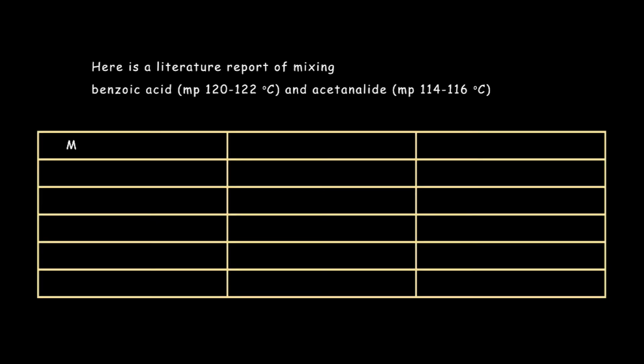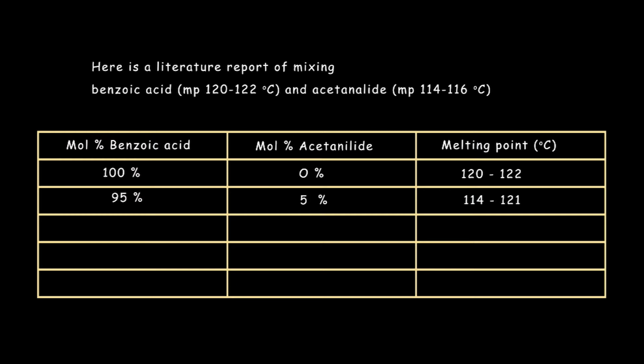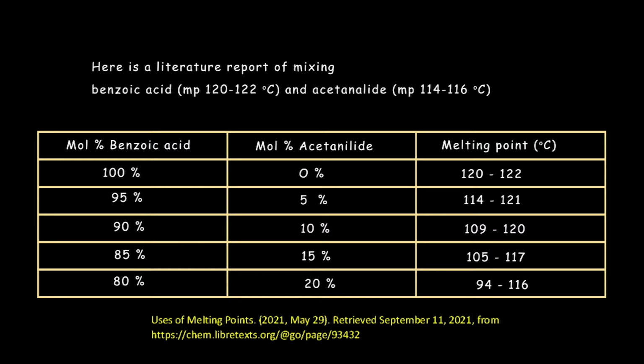Here is a literature report of mixing benzoic acid with acetylaldehyde. Notice their melting points are slightly different. For 100% pure benzoic acid, the melting point is sharp. You will also notice that by changing the mole percent of benzoic acid to the mole percent of acetylaldehyde, the melting point will change. Notice that by increasing the amount of acetylaldehyde, the temperature of the melting point is much lower and there is a wider range.